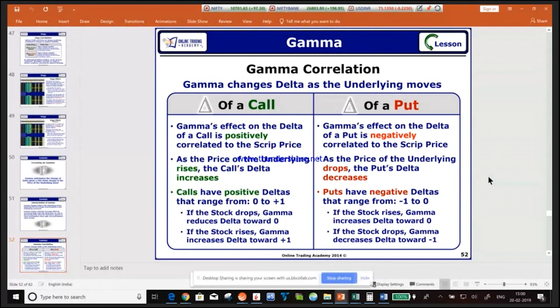Gamma's effect on delta of a put is negatively correlated. As the price of the underlying drops, the put's delta will also reduce. Puts have negative deltas that range from -1 to 0. If the stock rises, gamma increases delta towards 0. If the stock drops, gamma decreases delta towards -1. Remember, -1 is less than 0. Is this clear? Anyways, this does not come into play in practical purposes.